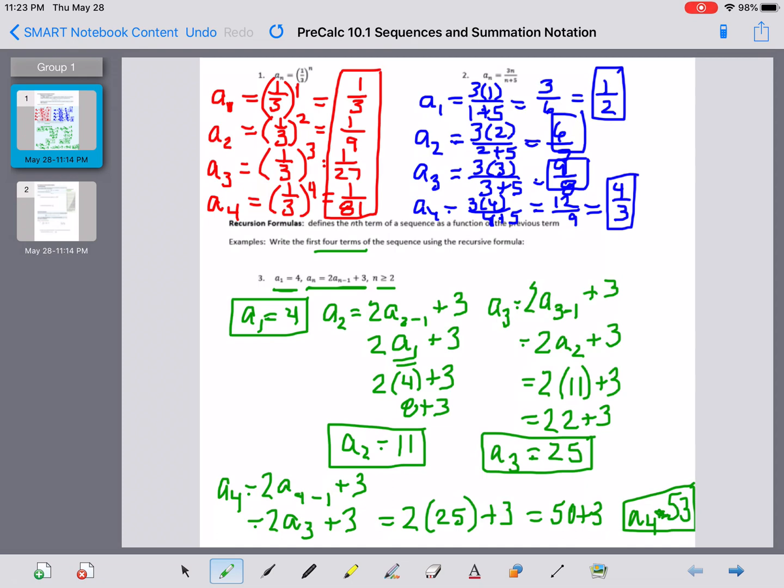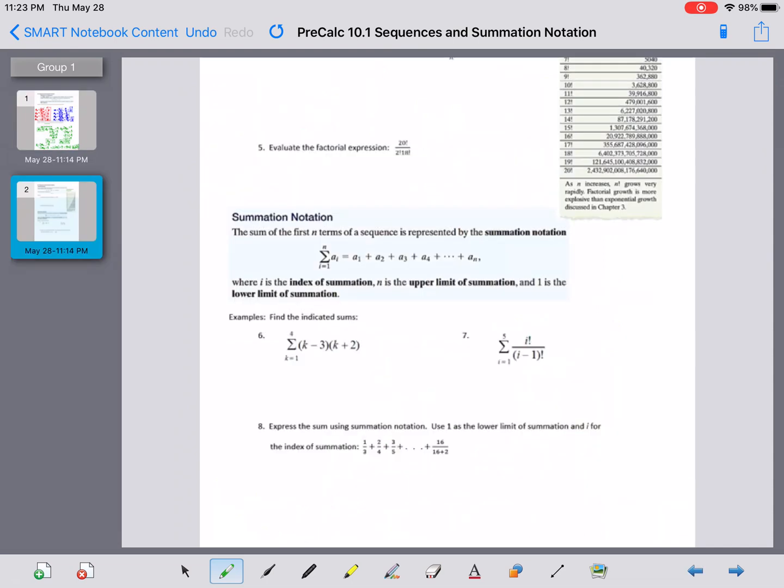Now, I showed a lot of work here. If this is something you can look at and go, oh, it looks like I'm just going to do 2 times the term in front of it plus 3, you may do a lot of this in your head, but don't be afraid to write them out until it makes sense what's going on with that recursion formula. All right, let's turn the page and find some more fun.